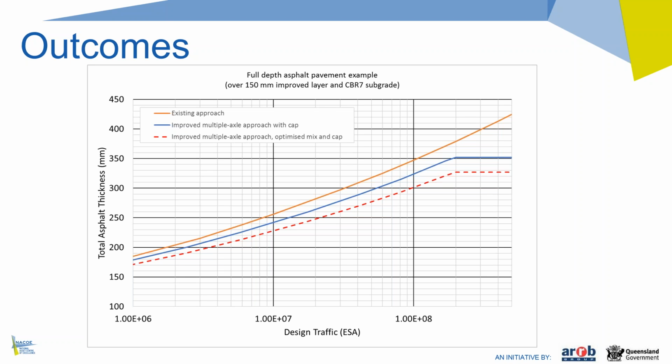So we have total asphalt thickness up the vertical axis and the design traffic along the horizontal axis in ESAs. The top diagonal line there shows us the thickness of asphalt that would be achieved using the current 2013 pavement design supplement. The middle line shows the required thickness when the new multiple axle method is used. And I've also included in that line the upper limit on design traffic that Jeffrey covered yesterday at 200 million ESAs. So you can see there's a reduction in thickness typically in the order of 5 to 10% between the top line and that middle line.